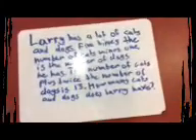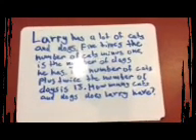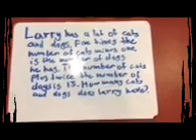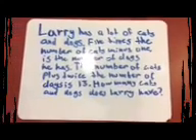Larry has a lot of cats and dogs. 5 times the number of cats minus 1 is the number of dogs he has. The number of cats plus twice the number of dogs is 13. How many cats and dogs does Larry have?